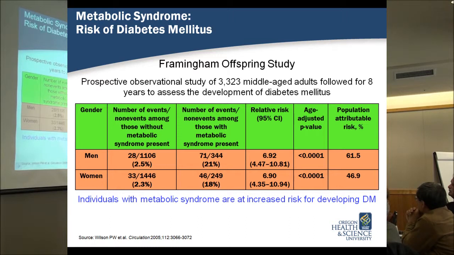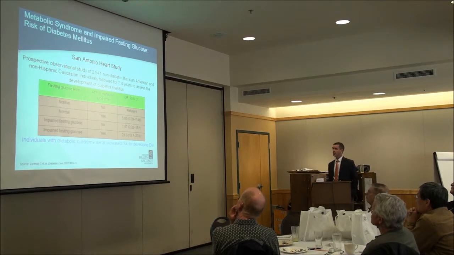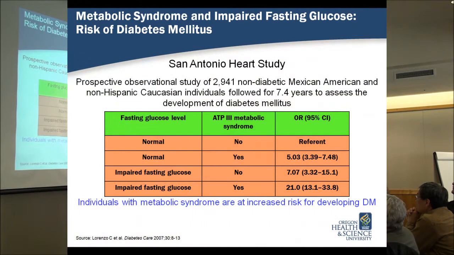So this is from the Framingham data. And overall, individuals with just metabolic syndrome have really a 7-fold increase in developing diabetes compared to those that do not. And so in this cohort, there's about 20% progress to diabetes from metabolic syndrome within 8 years. In the San Antonio Heart Study, there were similar features, but you can see your highest risk for progression to diabetes is if you already have impaired fasting glucose as a part of your metabolic syndrome criteria.